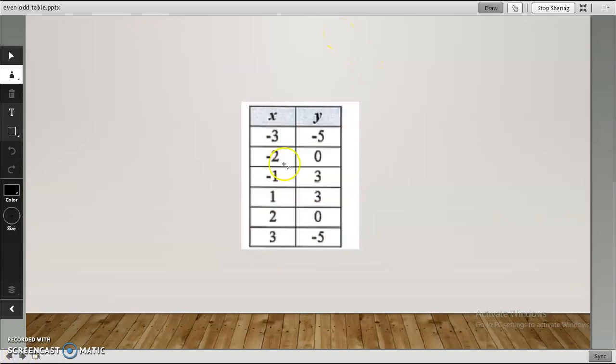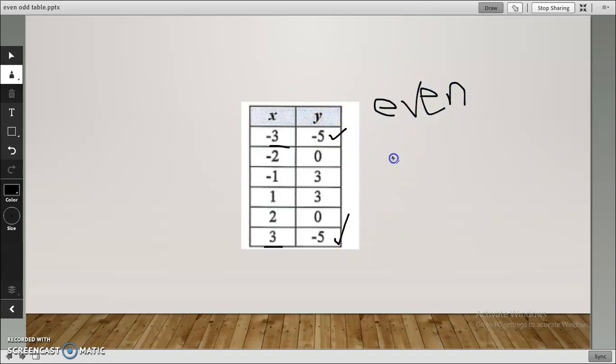Let's take a look at the next one. Again, looking for my x values that are the same numbers but opposite sign. So if I choose negative 3 and positive 3, I notice that when I have negative 3, my y is negative 5. And when I have positive 3, my y value is again negative 5. So they are the exact same numbers with the exact same sign. So that means that this is even.